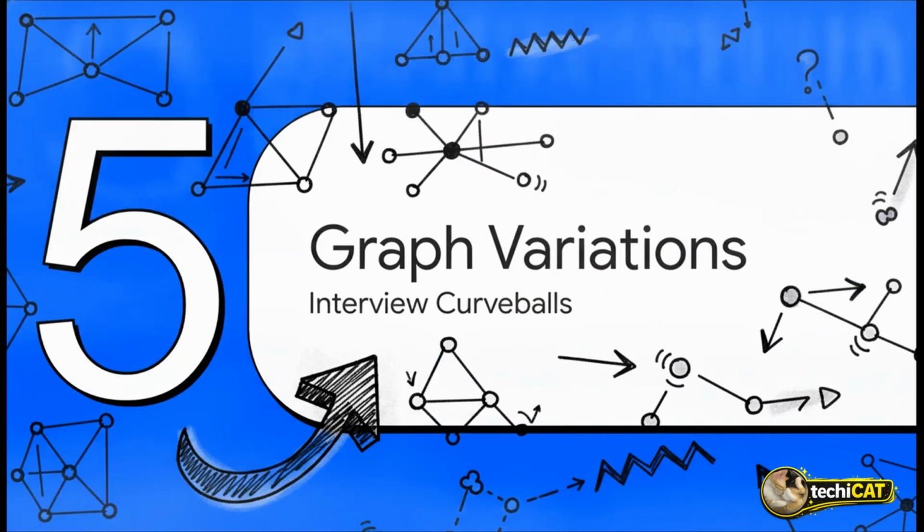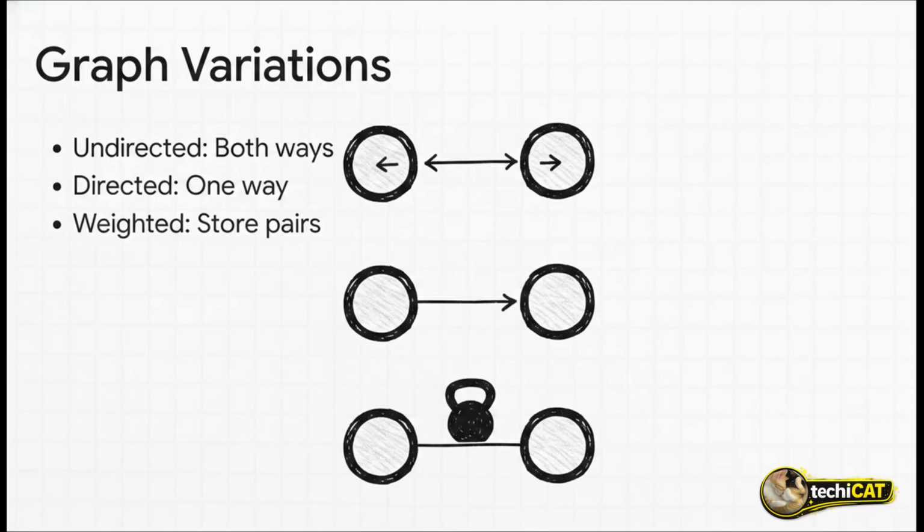Next up, section 5, graph variations. Let's talk about handling those interview curveballs. Remember, as we just saw, undirected means two-way streets. If A points to B, B points to A. But if the problem explicitly states the graph is directed, kind of like followers on a social platform, where I might follow you, but you don't necessarily follow me back, you only add the edge one way from source to destination.